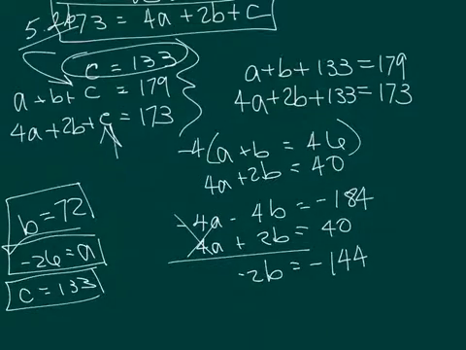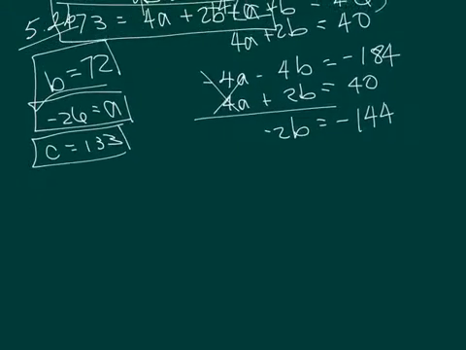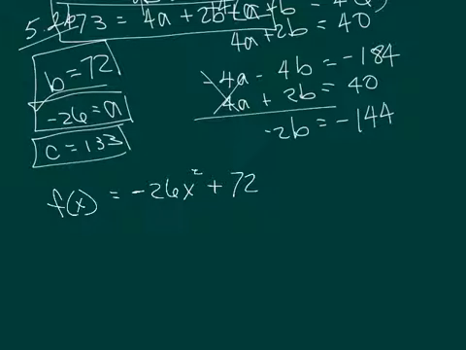So at that point, I have my ax squared plus bx plus c. Let's go ahead and write that. For my function, I'm going to get negative 26, which is my a, x squared, and then my b, which I said was 72, and my c is 133. So there's my function equation.